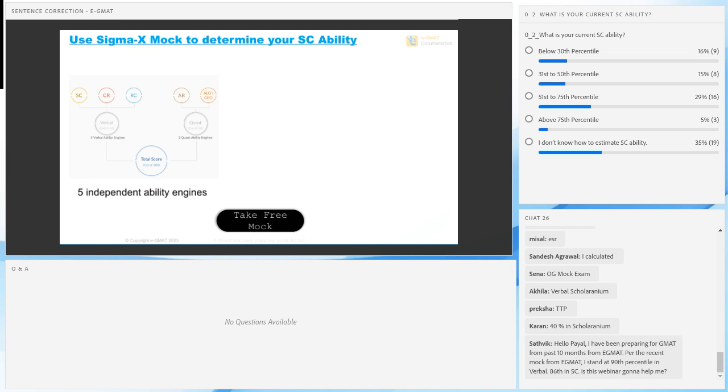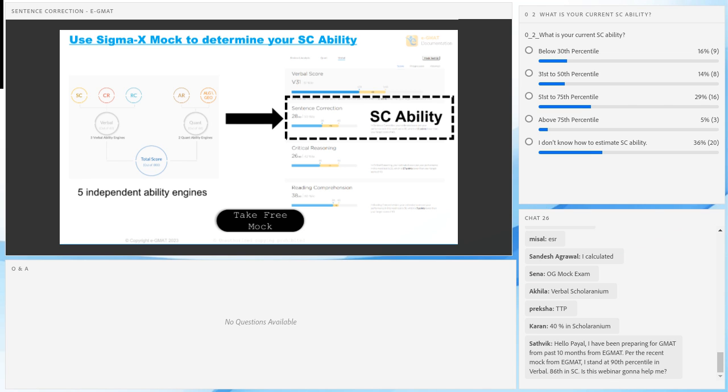that basically work in the mock, which means that you not only get your SC ability, you get your CR ability, RC ability, algebra ability, as well as arithmetic ability if you take Sigma X mock test. Okay, all right. So again, for those of you who do not know how to estimate your SC ability, definitely take a look at the Sigma X mock test.